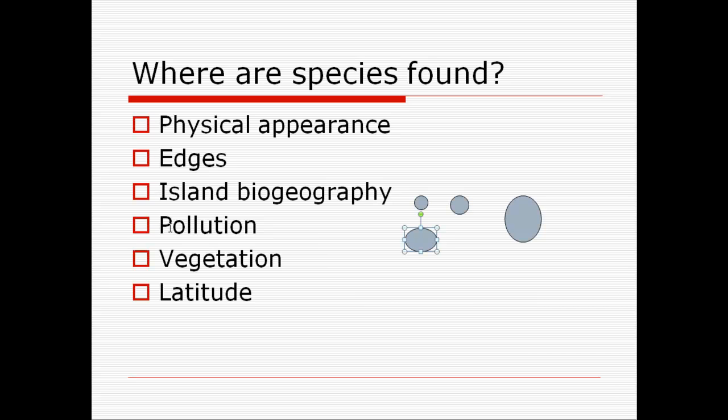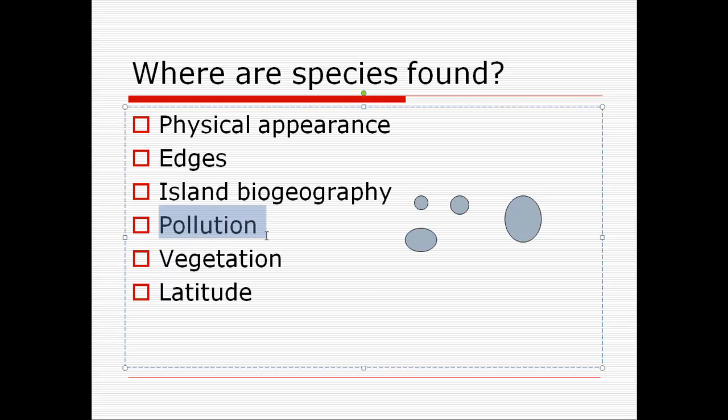Pollution will affect where species are found. Most definitely. When we get to the pollution unit, we're going to do a lot on how pollution affects species. But for now, just know that some species are pollution tolerant, meaning they can live in pollution, and others are not pollution tolerant. They're pollution intolerant. So they will move out at the slightest hint of pollution.